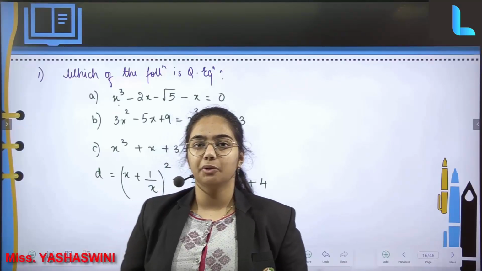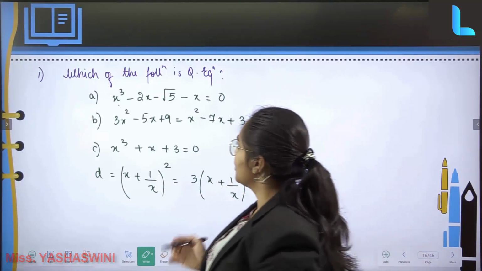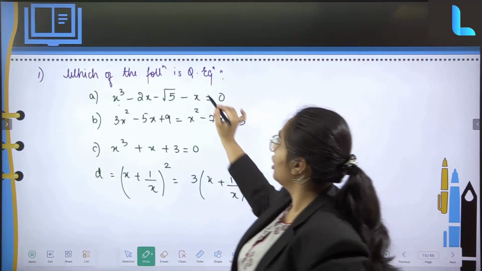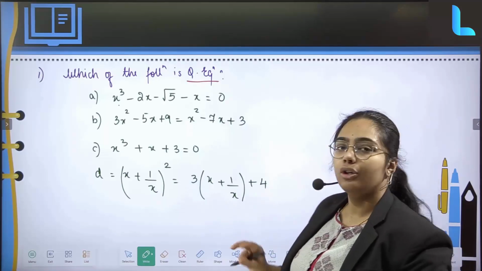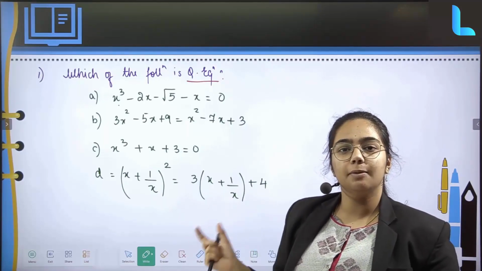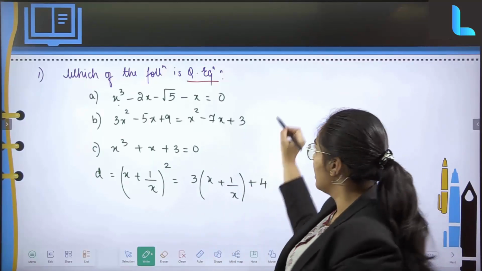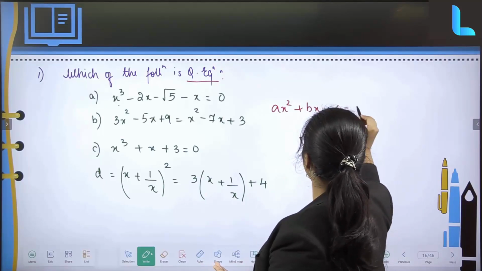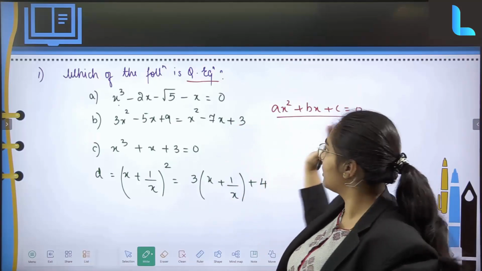Now let's start with a few questions from the same chapter, quadratic equation. So first, four options have been given. You have to find out which of the following is going to be a quadratic equation. So how are we going to do that? We just compare with the general format, ax square plus bx plus c is equal to 0. Just compare with all these four options. One among these will be correct.